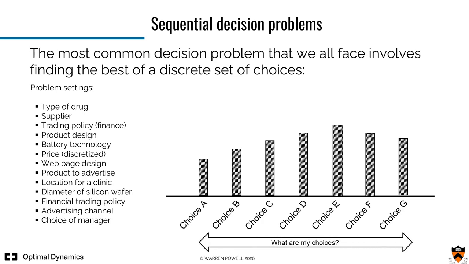First of all, I have to define the choices. Sometimes they're obvious, sometimes they're not. I may want to make a new molecule, but I have to design a particular chemical process, I have to come up with the chemical process.